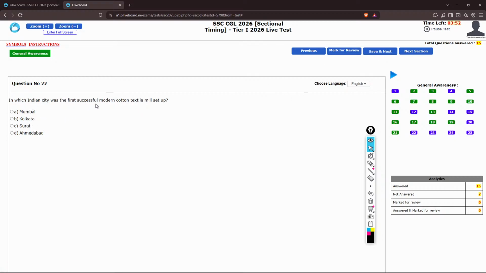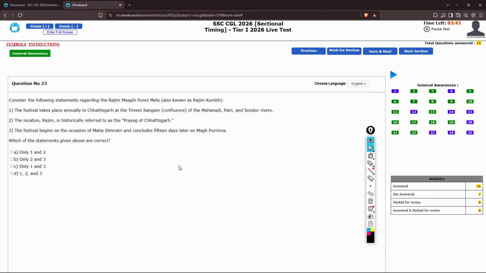In which Indian city was the first successful modern cotton textile mill? So it is in Kolkata, but successful one in Mumbai. The next one is Rajim Kumbh. I have no idea. Okay, let's read it. So only one is incorrect. It takes place annually in Chhattisgarh at the confluence of this location. Rajim is historically referred to as the Prayag of Chhattisgarh. Definitely, the festival begins on the occasion of Mahashivratri and concludes 15 days later on Magh Purnima. Maybe. I think all three are correct.